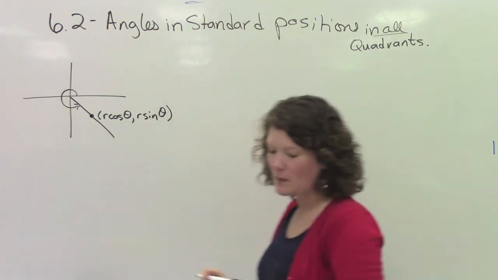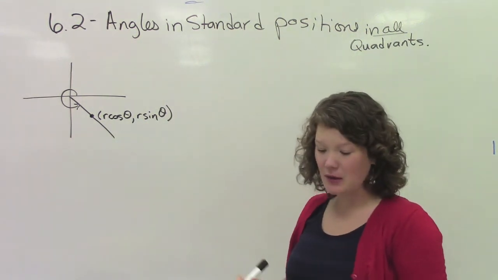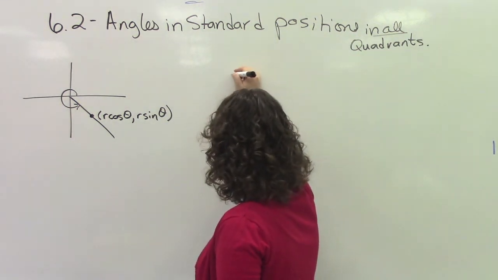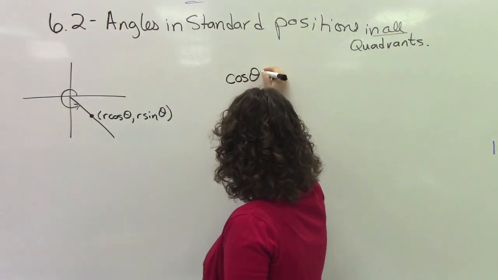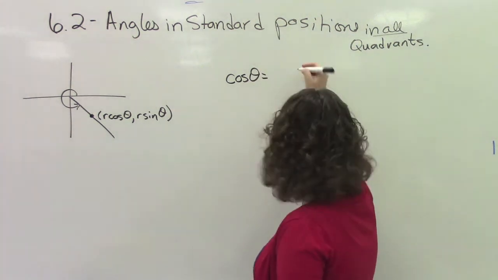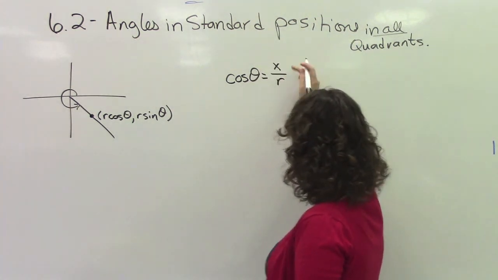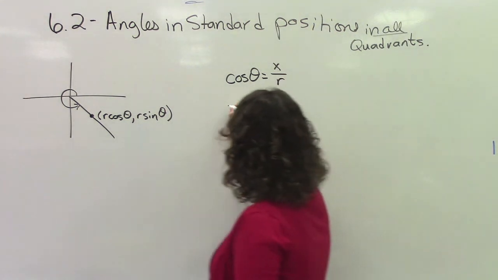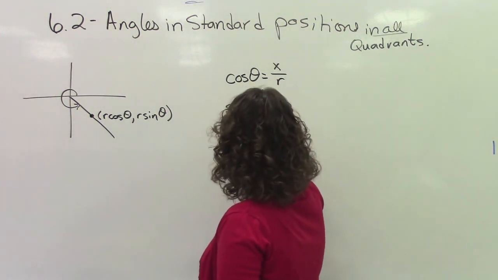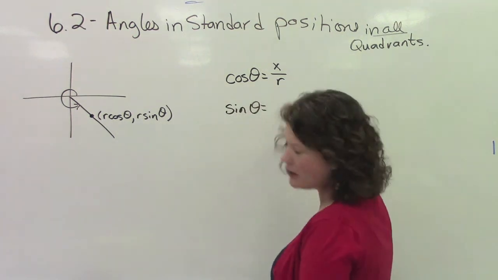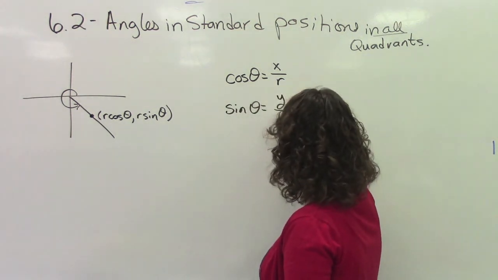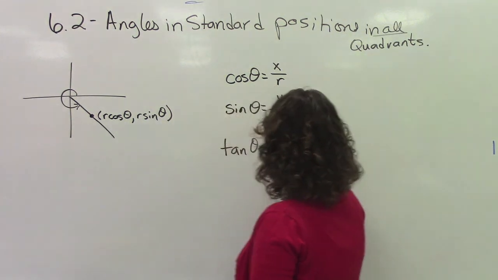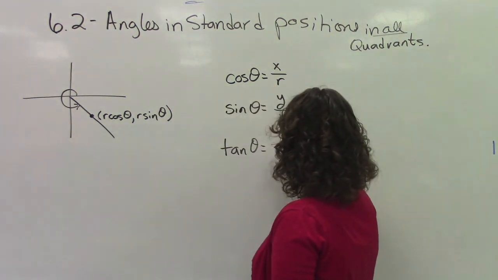Great. There's some definitions that I want us to take down, or some formulas. So cos theta equals x over r, the x divided by the radius. Sine theta is y over r. Tan theta is y over x.